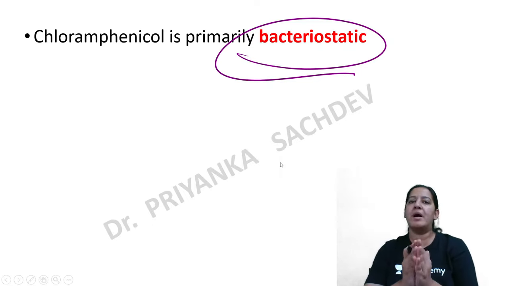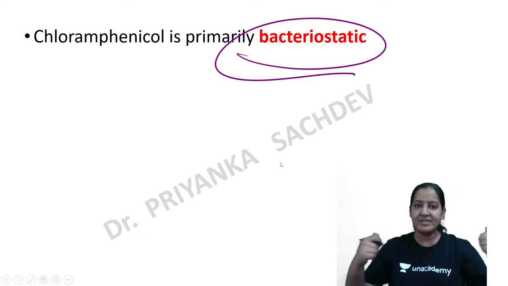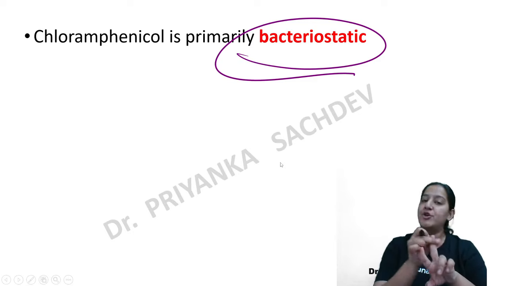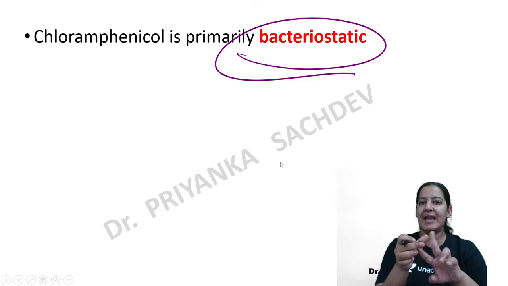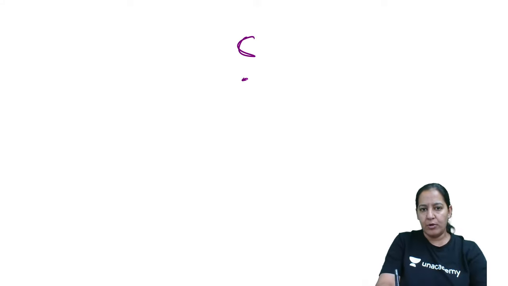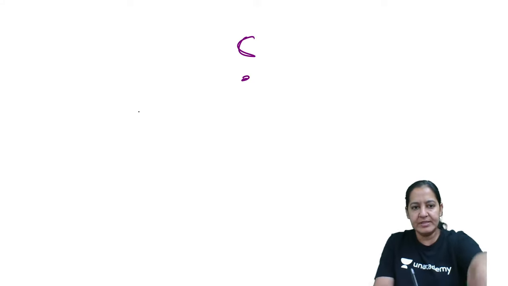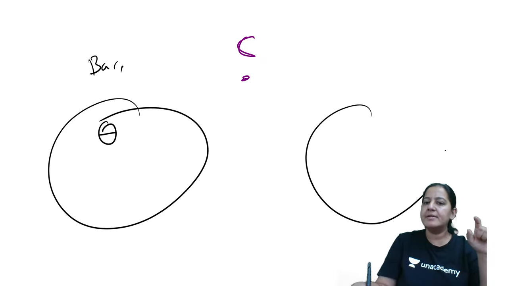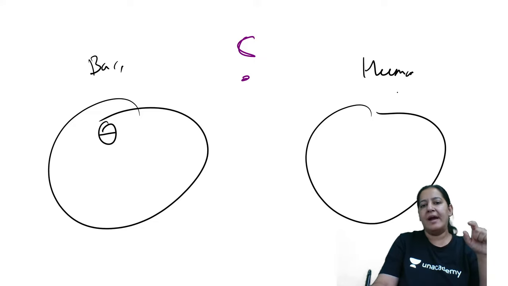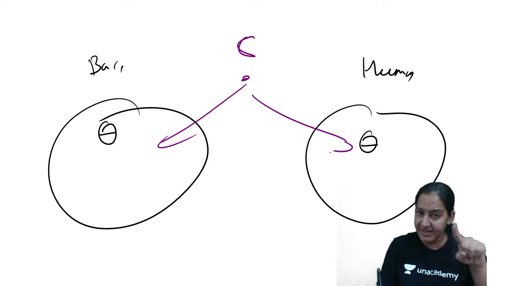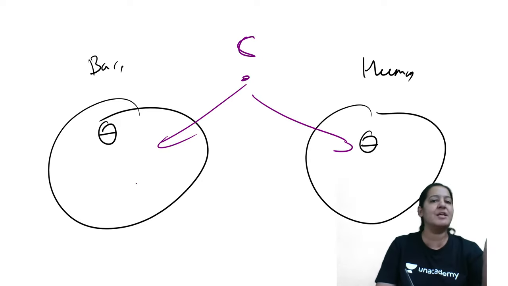So I'm following your commands. I'm the patient. I'm taking the chloramphenicol tablet. That will go inside me, into my blood. In my blood, two types of cells are present: the bacterial cell and the human cell, my own cell. Now the point is that this is chloramphenicol. This is a bacterial cell, this is the ribosome of the bacteria. And this is a human cell, my own cell, and this is its ribosome. Chloramphenicol enters both cells equally. For tetracycline, I told you it preferentially enters the bacterial cell.